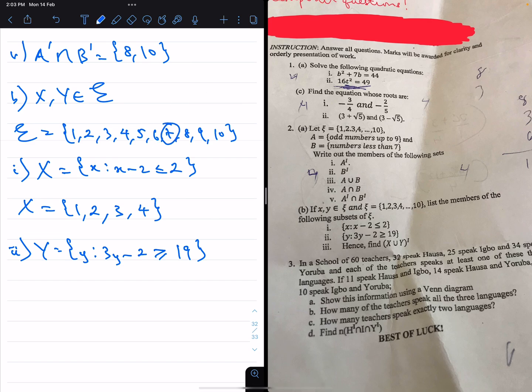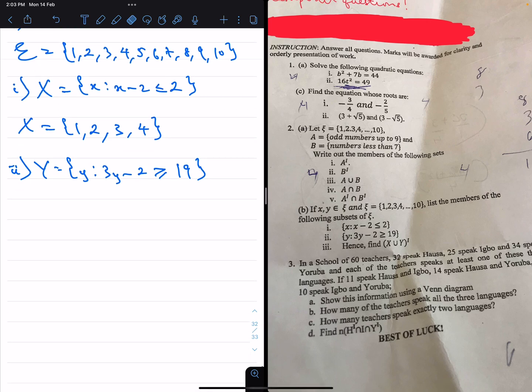We go to 7. 3 times 7 minus 2 equals 21 minus 2, which is 19. So 19 satisfies the condition greater than or equal to 19. So that means 7 is an element of the set y. So the first element of the set y is 7.